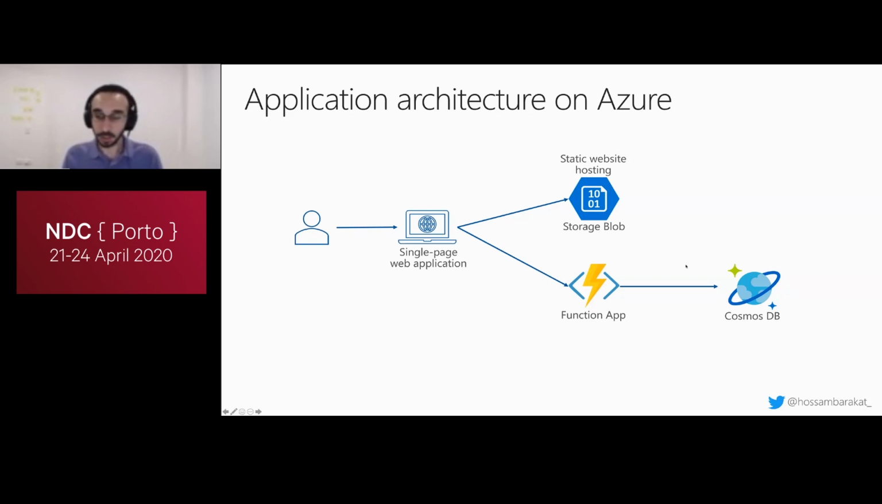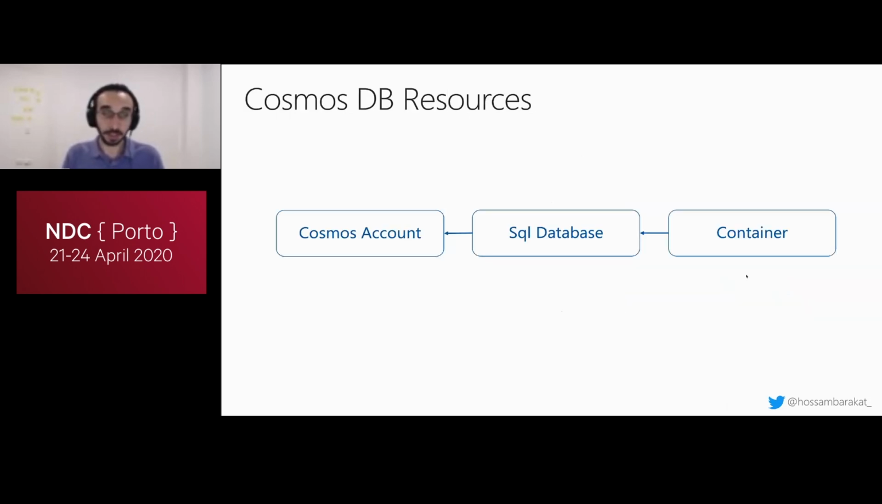But then I started looking into how I would provision Cosmos DB. I found that to provision Cosmos DB, I need to provision 3 resources: a Cosmos account, a SQL database, and a container. Container, think of it like a table. It's not really a table, but think of it this way just to make it easy.